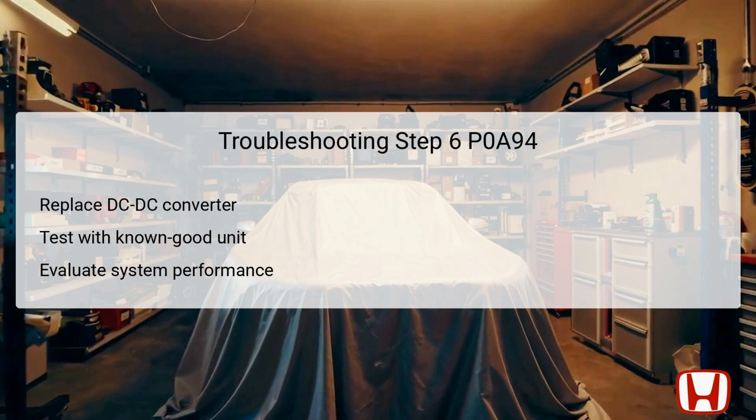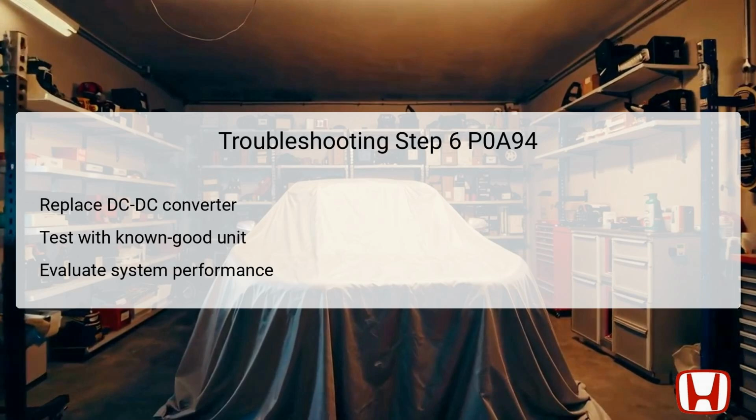The sixth step involves replacing the DC-DC converter if previous diagnostics have indicated its failure. To confirm the diagnosis, technicians should install a known good DC-DC converter and then test the vehicle system. This practical approach helps determine whether the replacement resolves the DTC P0A94 issue.